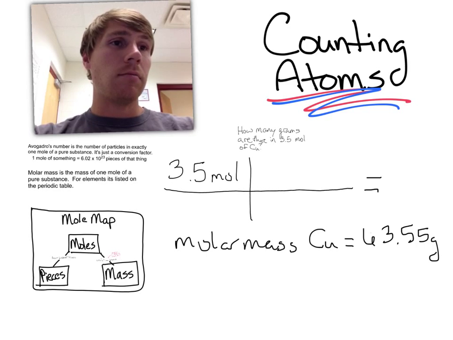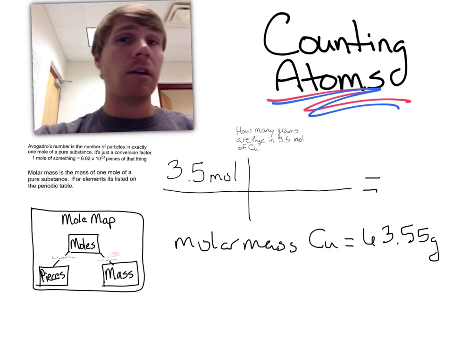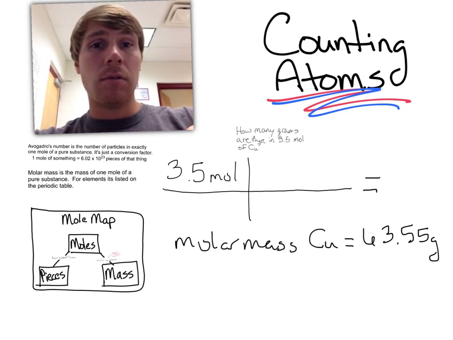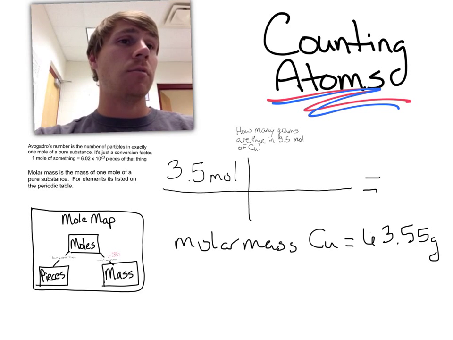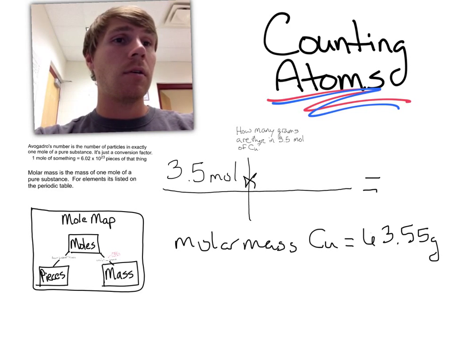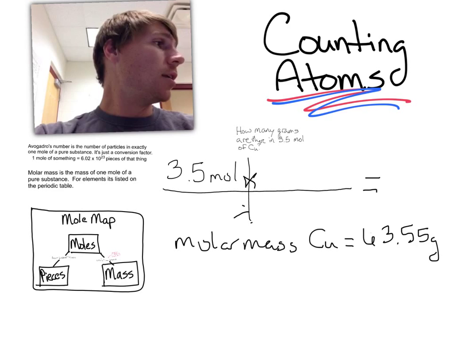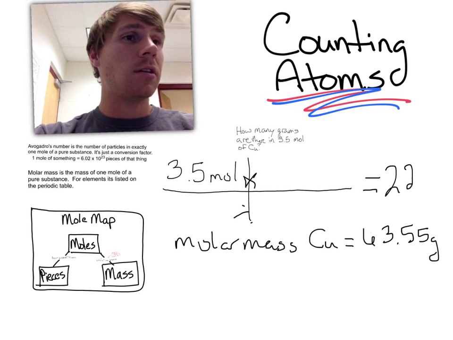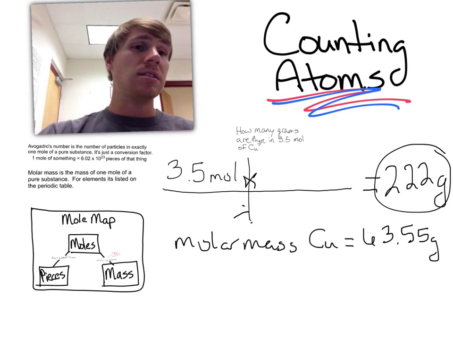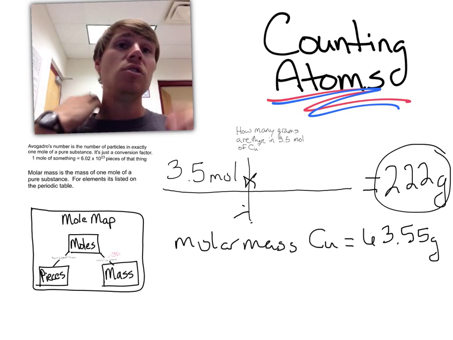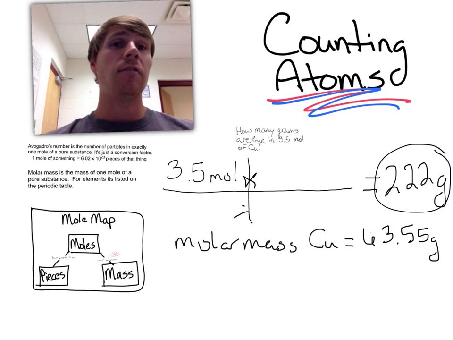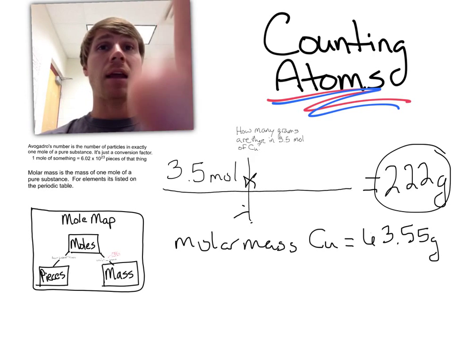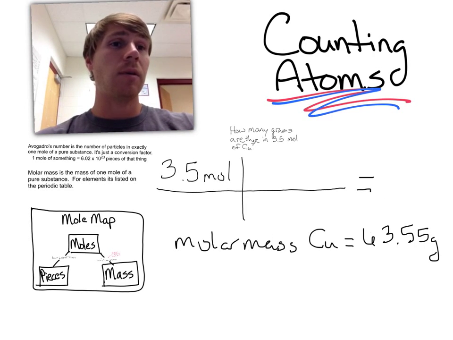Okay, it's just putting it in our calculator, right? 3.5 times 63.55 divided by 1, and our answer in this case is 222 grams. So you're going to notice it's not any different, it's just now we're using this new conversion factor of molar mass, that we know we have from the periodic table, we can get that.